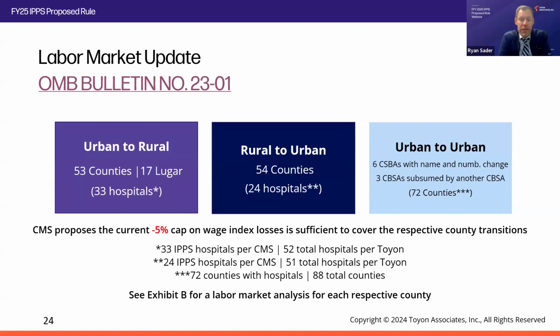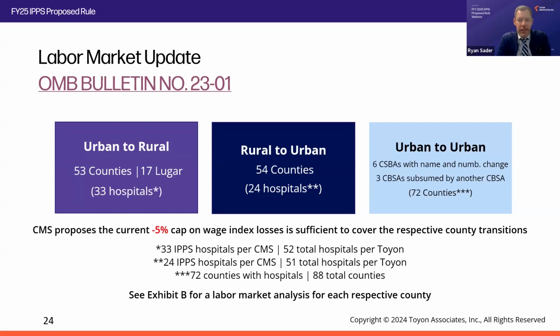Rural to urban, so meaning you go from a rural county to urban, which is kind of important, potentially if you have a critical access hospital that is in a rural county that is now quote unquote urban, you might have an issue that you need to be paying attention to. And we've got a couple slides on that coming up. So 54 of those counties, and then urban to urban.